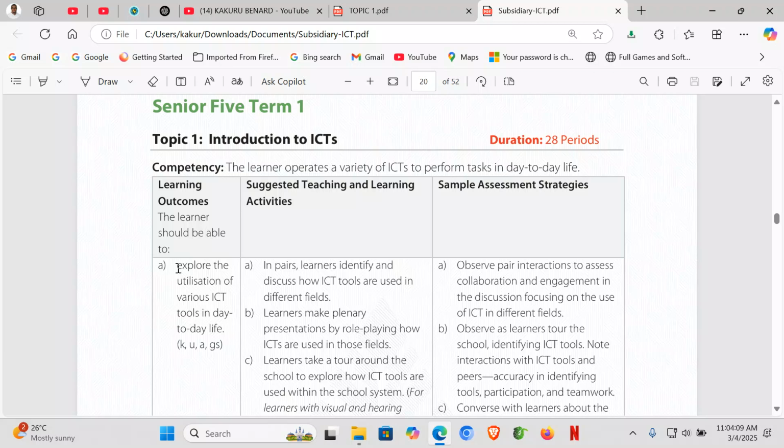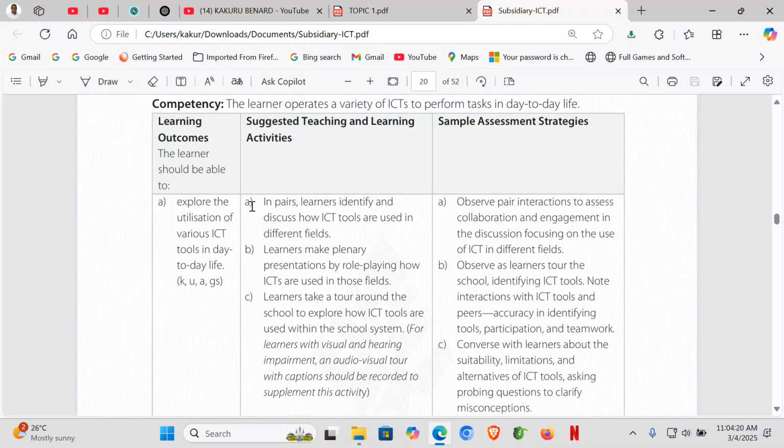On this learning outcome 1, there are what we call suggested teaching and learning activities. Under suggested teaching and learning activities, we have A, B, C. From A, in pairs, learners identify and discuss how ICT tools are used in different fields. This is where you start generating content for the learners. Part B, learners make a plenary presentation by role-playing how ICTs are used in those fields. This is how you should guide your discussion in the classroom setting.